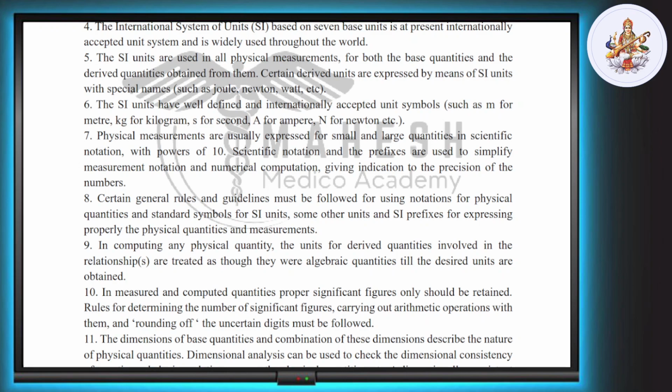Additionally, prefixes are used for convenience. For example, kilo represents 10 raised to the power of 3 or 1000, mega 10 raised to the power of 6, micro 10 raised to the power of -6, etc.